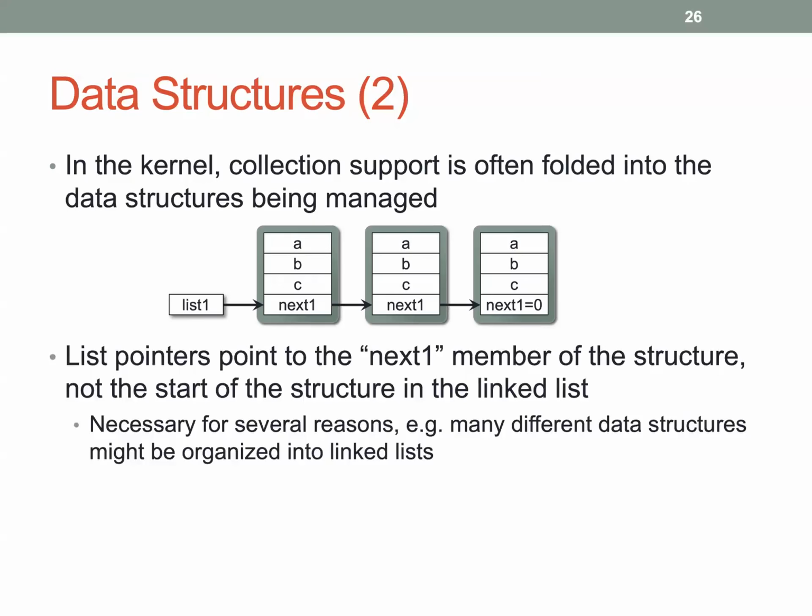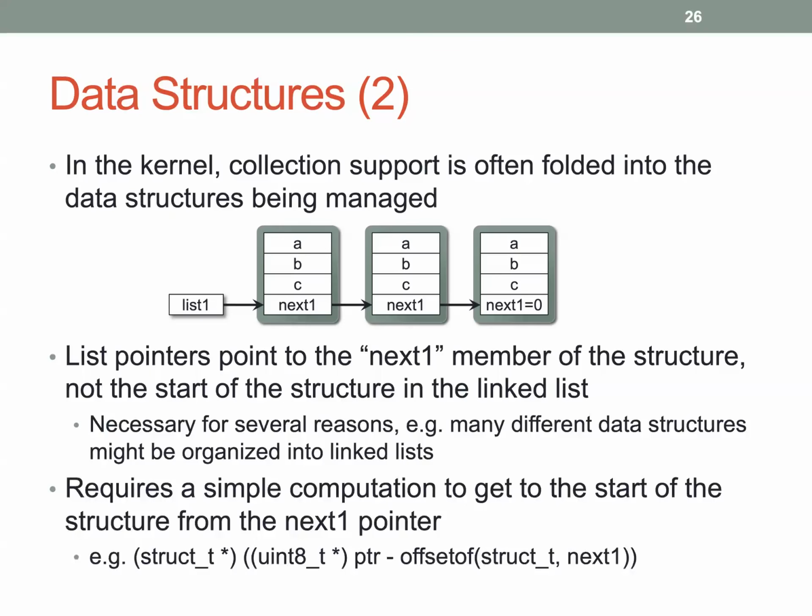The pointers themselves don't actually point to the next element. They point to the next pointer. And so this picture is drawn literally how it's done. The list one points to the next one member of the struct, and that next one pointer points to the next one pointer of the next struct, and so forth. You're actually threading the pointers together.